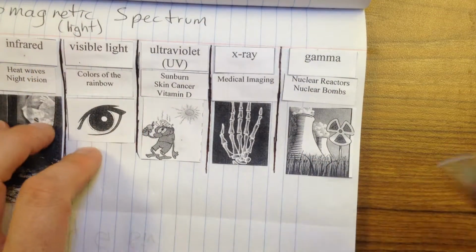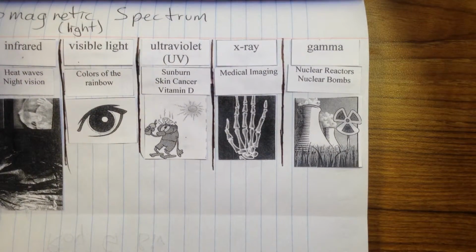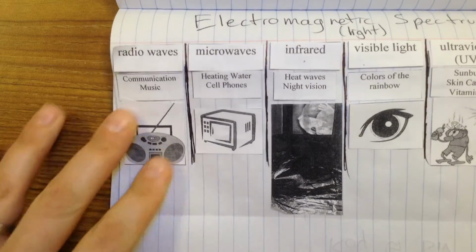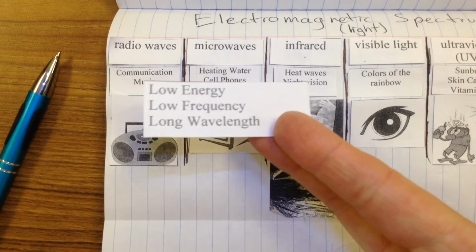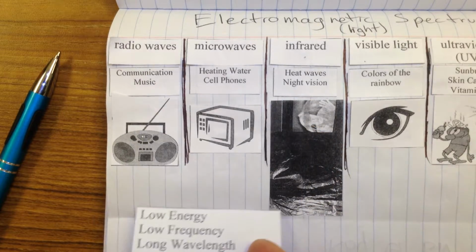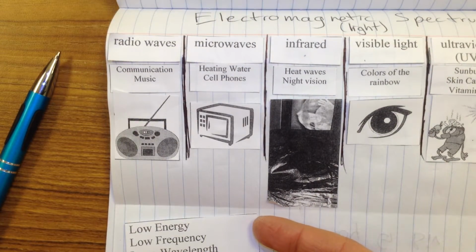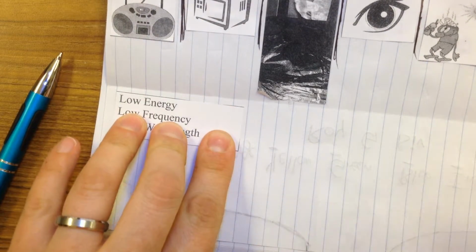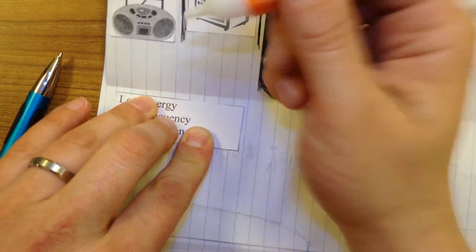All right. Here we go. Now, big picture on the spectrum. Okay? At this end, where the radio waves are, two remaining pieces of paper. This is the low energy, low frequency, long wavelength end. Okay? Low energy, low frequency, long wavelength applies to this end. Okay? So your lowest energy, lowest frequency, longest wavelength is radio waves.